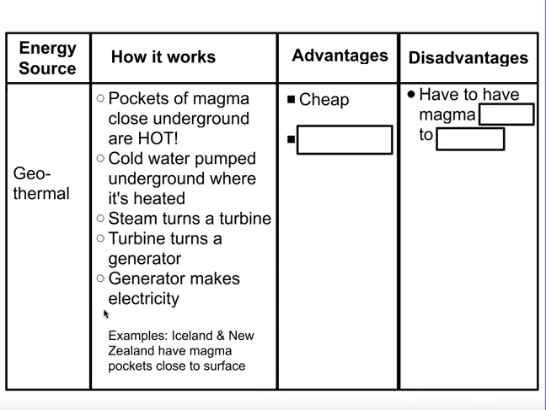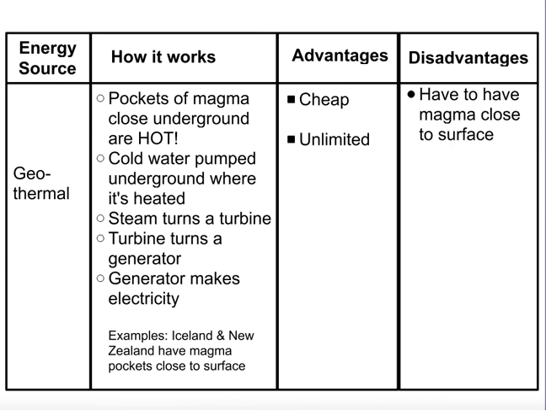There is a lot of geothermal energy used in Iceland and New Zealand, which have magma pockets close to the surface. An advantage is it's fairly inexpensive to operate, and it's unlimited, as our Earth is constantly moving molten material and causing heat to occur. Some disadvantages: you have to have magma close to the surface for this to work. So that's geothermal.